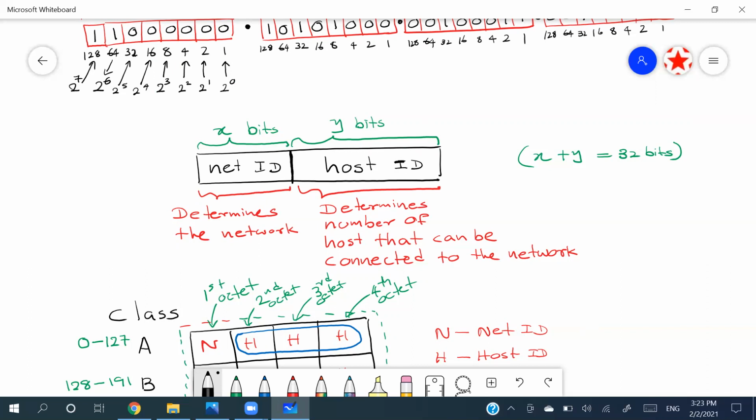So generally there are two types. Well, there are two segments, which are net ID and host ID.